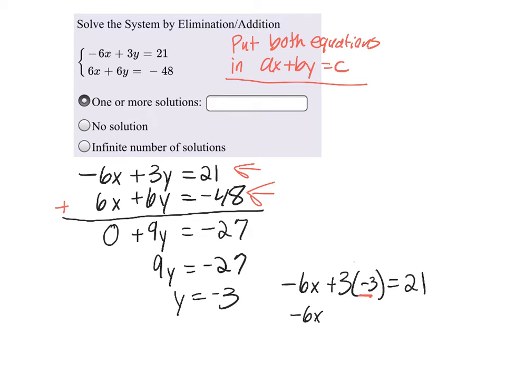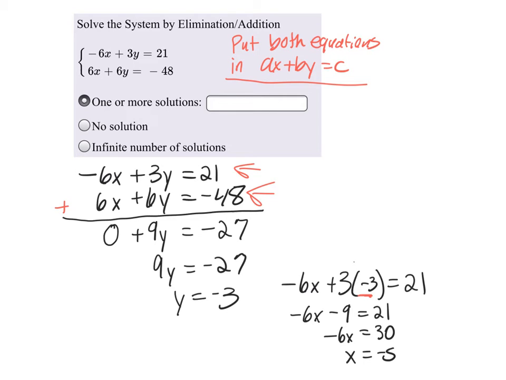And if I work on that for a minute to solve for x, that's going to give me negative 6x minus 9 equals 21. Add 9 to both sides. Negative 6x is equal to 30. So x is equal to negative 5. And that gives us our x and our y values.